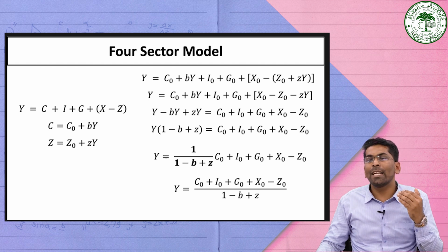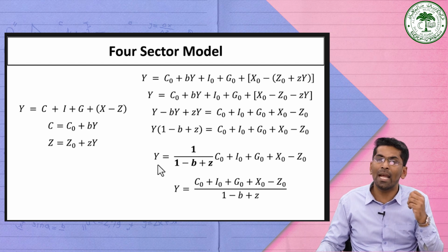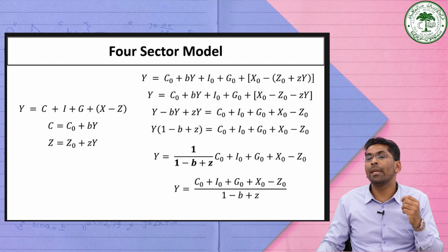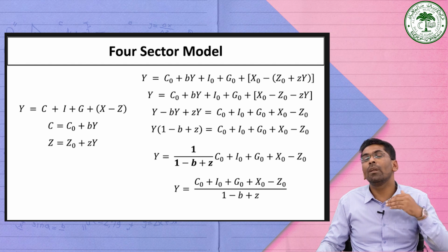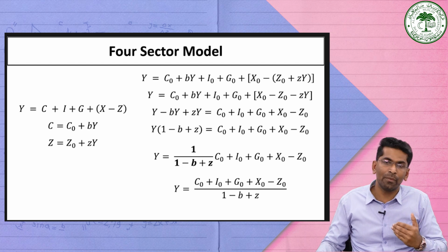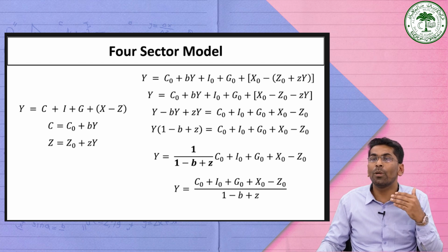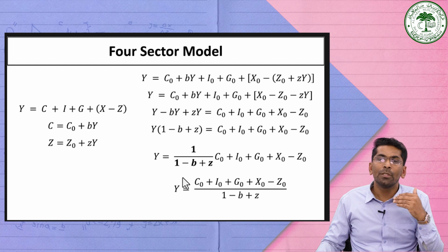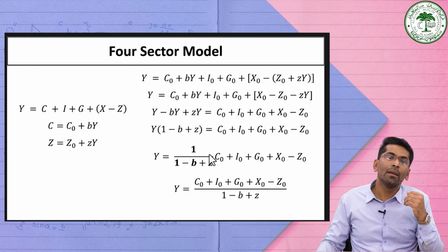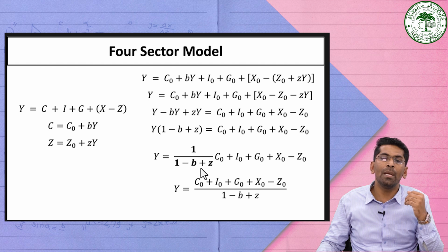So the multiplier reflects the magnified changes in the level of national income. When we introduce this marginal propensity to import, it means that the portion of income that we spend on importing goods and services from other countries does not contribute to the domestic multiplier. So in the four-sector economy, our multiplier will be 1 by 1 minus B plus Z.